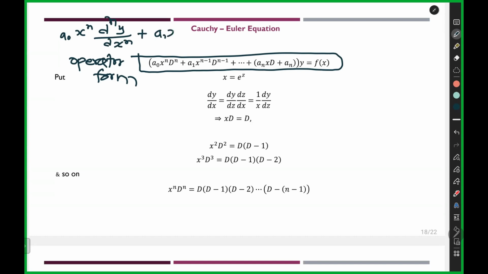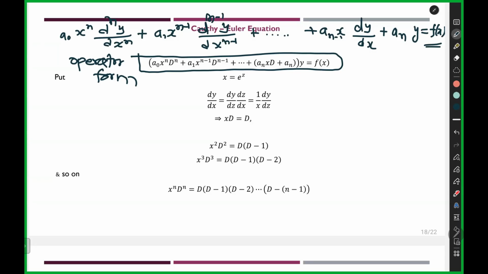plus a1 x^(n-1) d^(n-1) y over dx^(n-1), plus up to a_(n-1) x dy by dx, plus a_n y, equals some function of x.